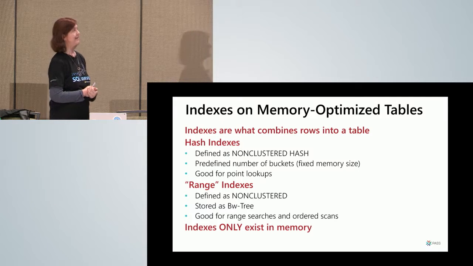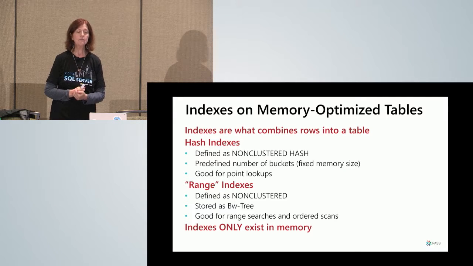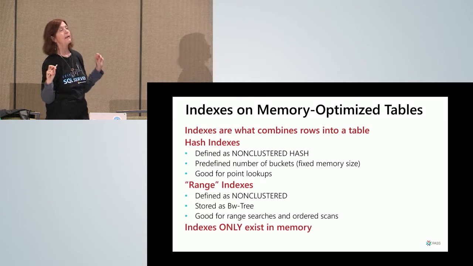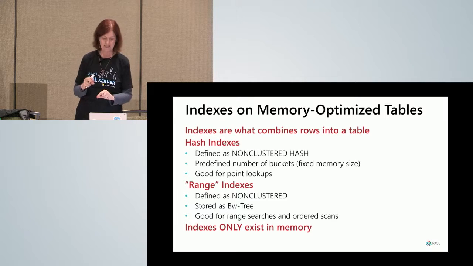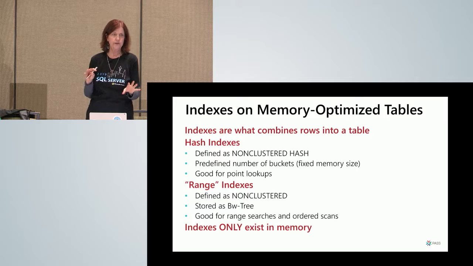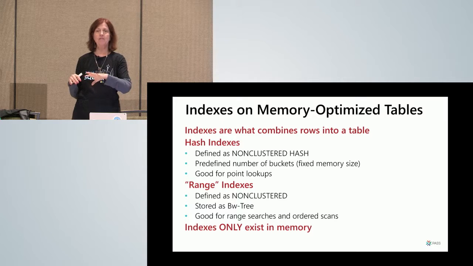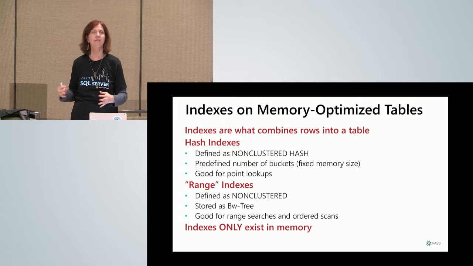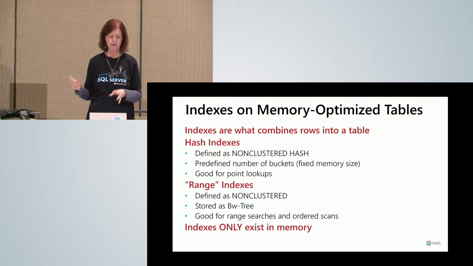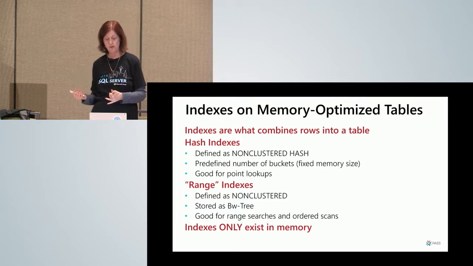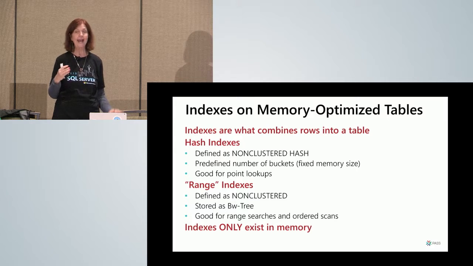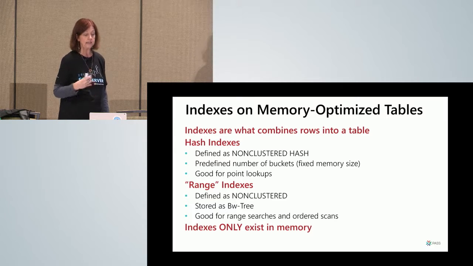The second flavor of index is informally called range indexes, which is why I put it in the quotes there. Range is not part of the syntax. You just say plain old non-clustered, and to me that just looks so weird. We have non-clustered hash, and then we have non-clustered nothing. I like things to be a little bit symmetrical. So I talk about them as hash versus range indexes, but in your syntax when creating the table, if you don't say hash, it means range.